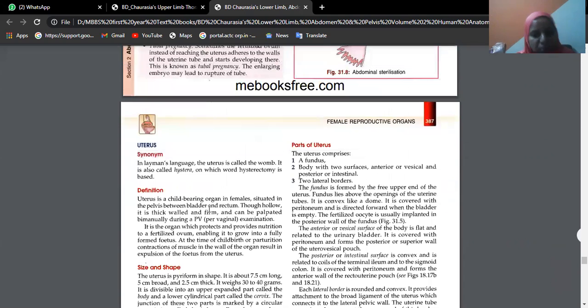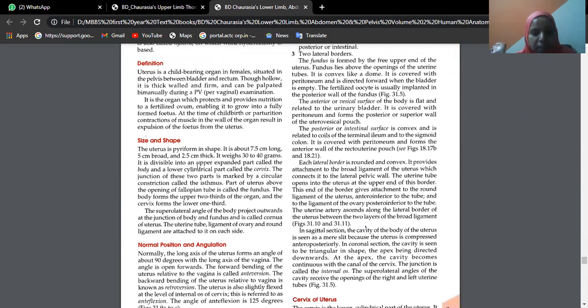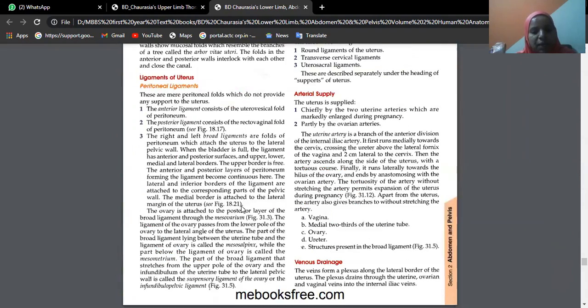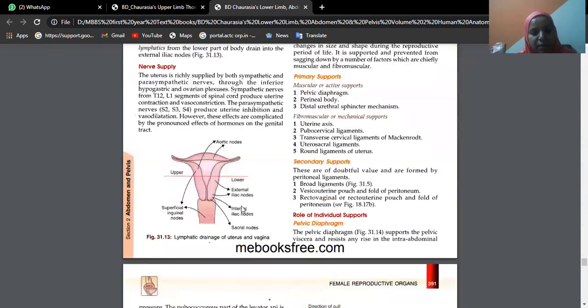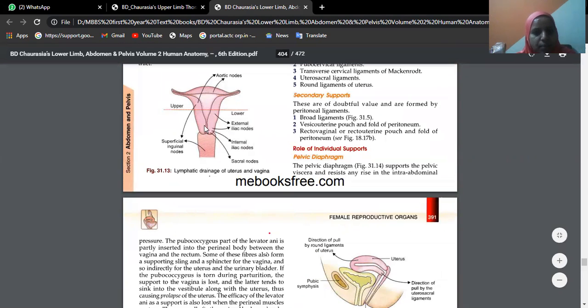You can easily read the dimensions: 7.5 centimeters long, 5 centimeters broad, 2.5 centimeters thick, 30 to 40 grams in weight. When you look at the uterus, it has fundus, body and cervix, right? It looks like this. See, this is the fundus, this is the body, this is the cervix and this is the vagina. At the fundus, on either side, it has the openings of the two fallopian tubes.